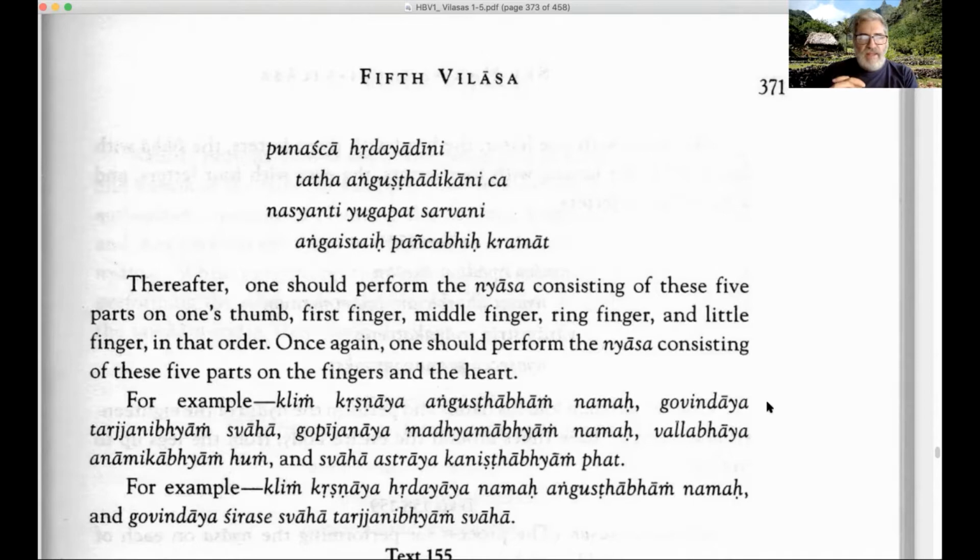So that's the order. Once again, one should perform the nyasa consisting of the 5 parts on the fingers and the heart. And the example given here, right? All the examples come from the commentary by Sanatana Goswami, the Digdarshini Tika. Klim Krishnaya Angustabhyam Namaha. That's on the thumbs. Govindaya Tarjinibhyam Swaha. Gopijana Madhyamabhyam Namaha. Balabhaya Anamikabhyam Hum. Swaha Astraya Kanistikabhyam Pate. Right. So for example, Klim Krishnaya Hridaya Namaha Angustabhyam Namaha. Govindaya Shirase Swaha Tarjinibhyam Swaha. So also these types of nyasas seem to be mixed. Not only do we do them separately, the Anga Nyasa and the Kara Nyasa, but it seems also that we mix them. All right.